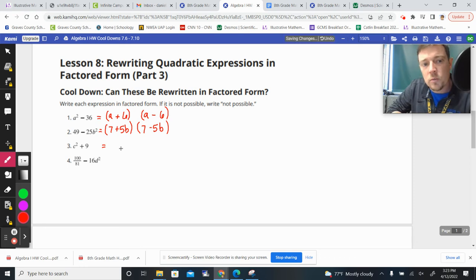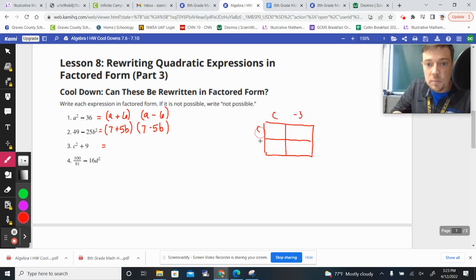Some of you are trying to write c plus 3 and c minus 3. I want you to think about this one for a second. If we diagrammed it out and wrote down what was getting multiplied here, a lot of you are saying c minus 3 and c plus 3. Well, if you do that, you get c squared, you get negative 3c, and you get 3c, and you get negative 9. You don't get positive 9. There's no way that you can get a positive 9 there.